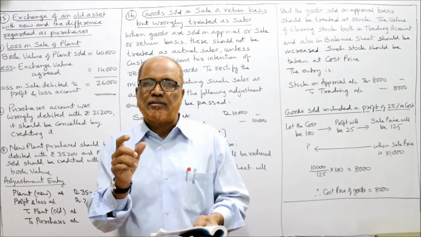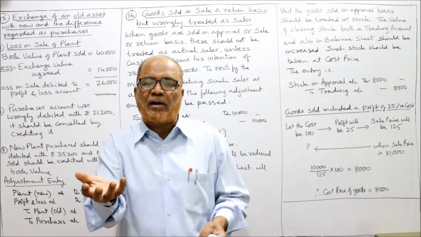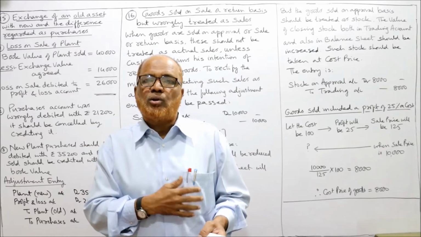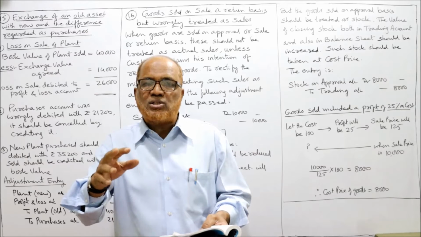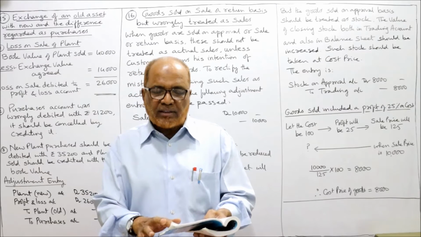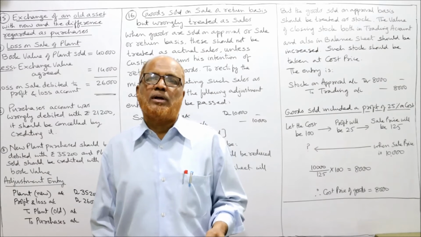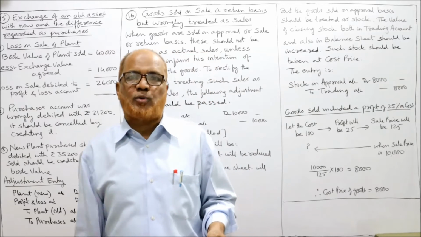Actually, the net price: we are selling the old plant. The book value of the plant was 40,000 and we are exchanging it for 14,000. So the cost of the new plant is 35,200, and the remaining balance we have to pay in cash. So how much is the balance? 35,200 minus 14,000, you will get 21,200. This 21,200 was passed through the purchases book.